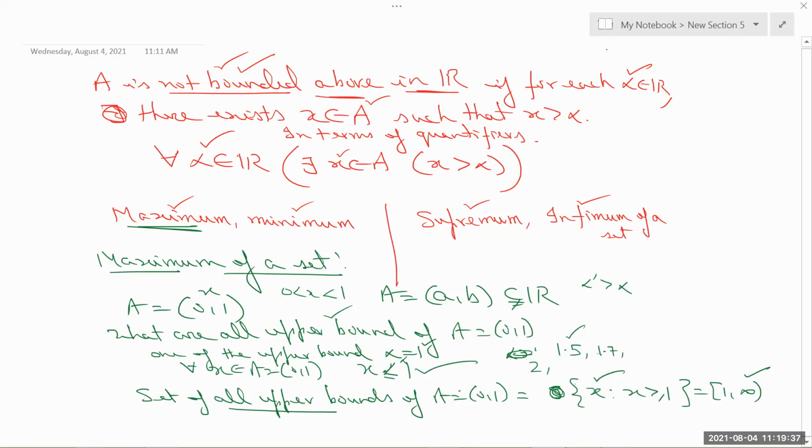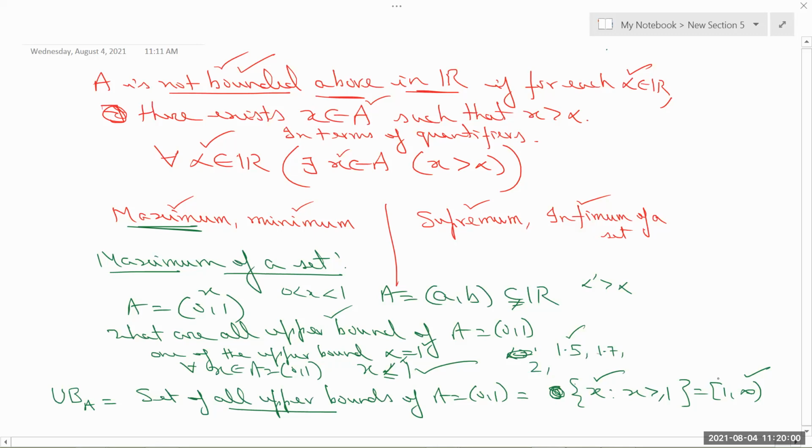Okay. Is the screen visible fully up to here? Yes sir. Okay. So the set of all upper bounds, you can call it the set of upper bounds of A. This is 1 to infinity.